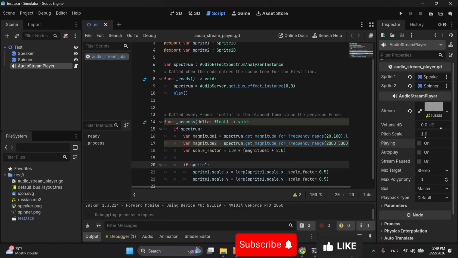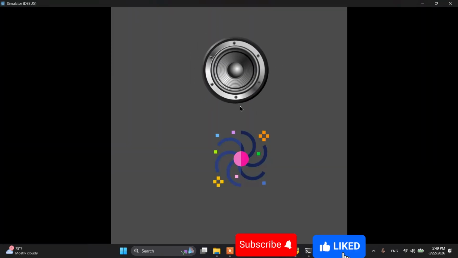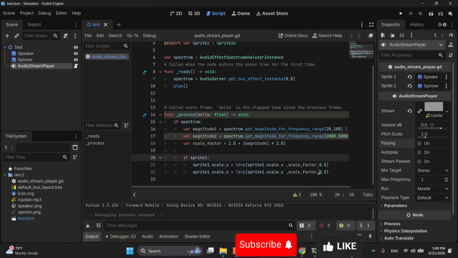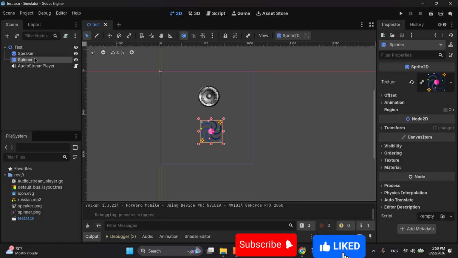Let's see what happens now. Let me just play the music. Wow. And now you can see the scaling of the image, yeah. And the speaker responds to the bass beat of the music. And let's also spin the spinner.